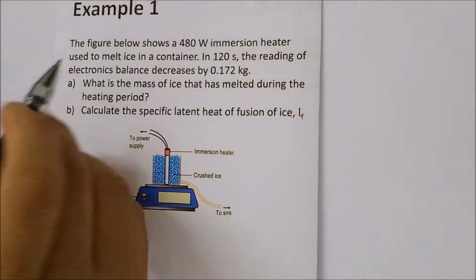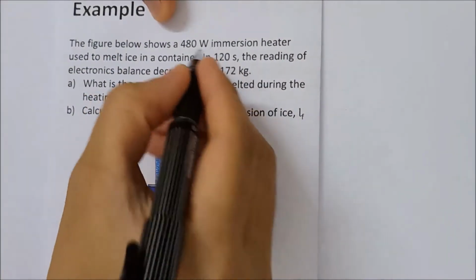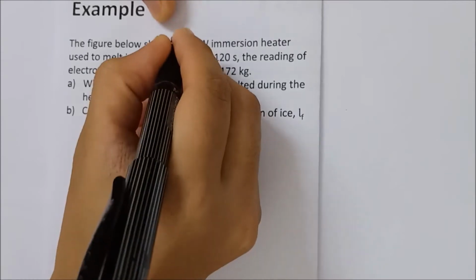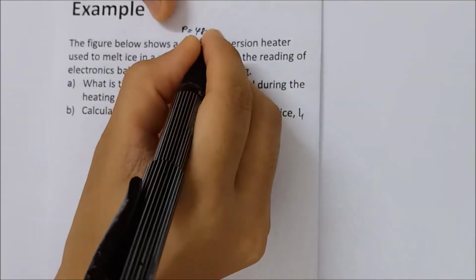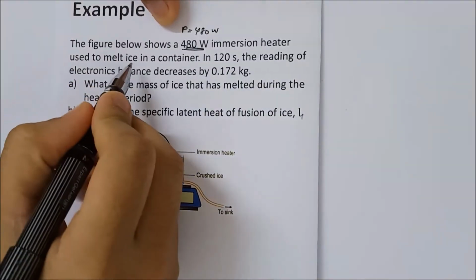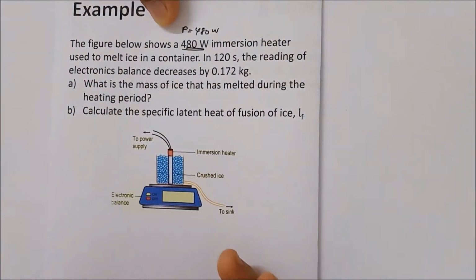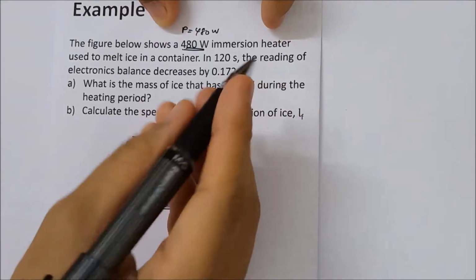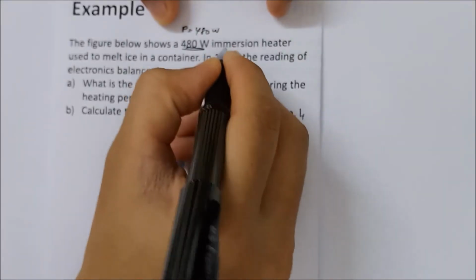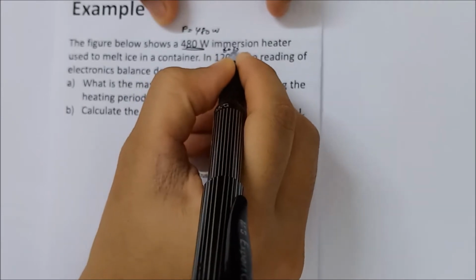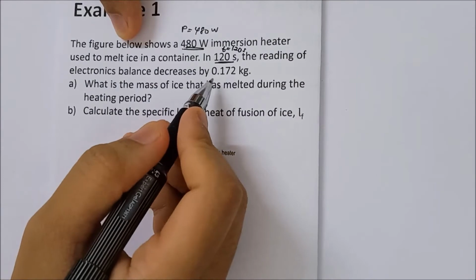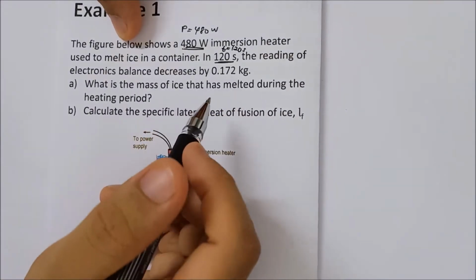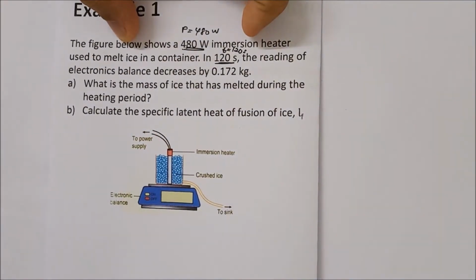Number 1, the figure below shows a 480 watt immersion heater, so this is the power, used to melt ice in a container in 120 seconds. So this is the time, 120 seconds. The reading of the electronic balance decreases by 0.172 kg. Okay, this is the mass loss.